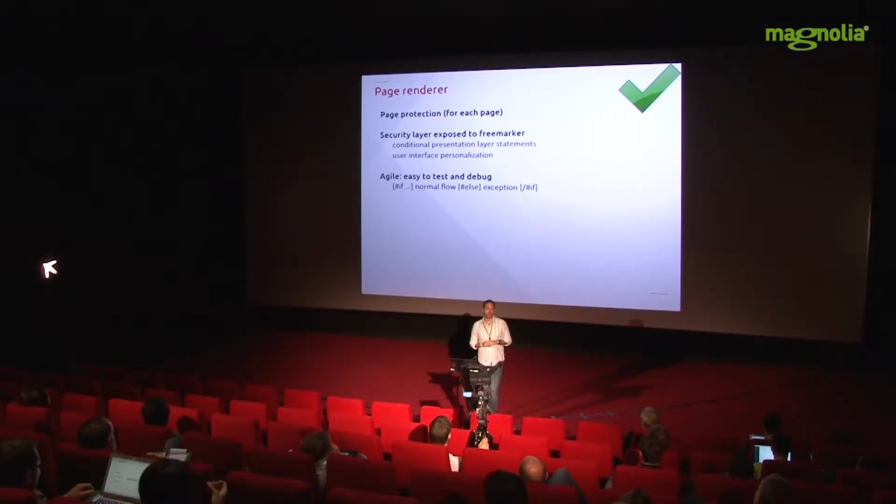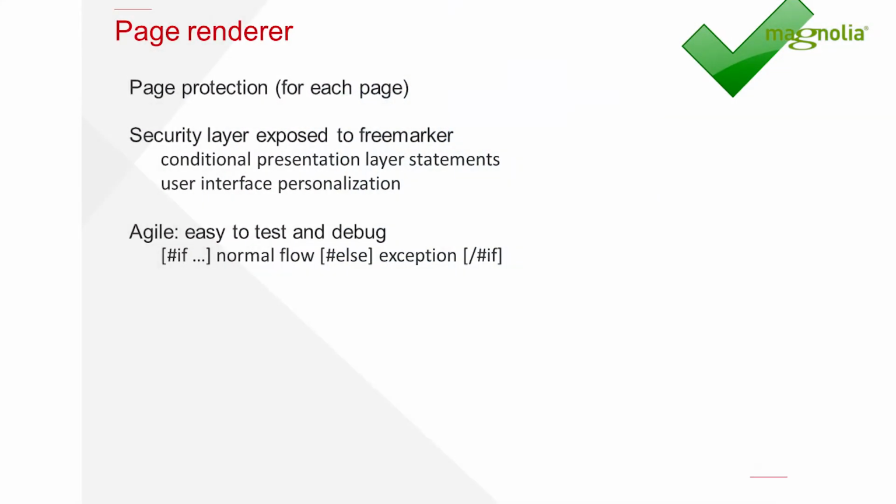We decided to go with the page renderer. Instead of producing a login handler and plugging our authentication and authorization in the standard Magnolia way, since the models are not the same, we decided to introduce the model in an easier way, quicker to debug and test. So the page protection is for each page. For every request, we have a check in the page renderer.